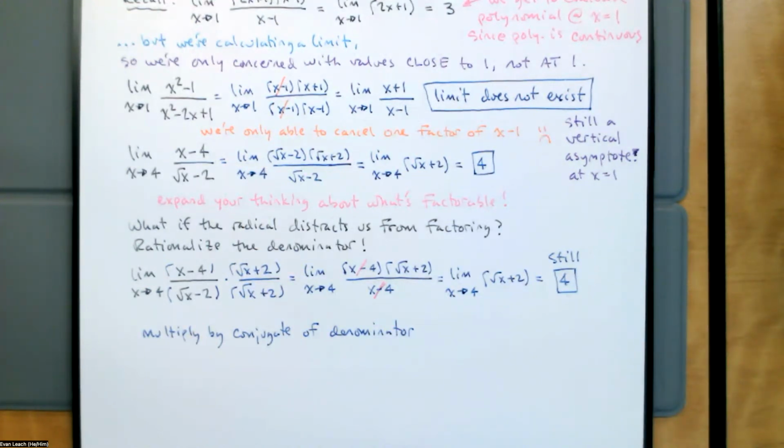Any questions? It raises a question, which is best? The best method is the one that you happen to think of. Some of you notice, some of you see the radical and say, radical in the denominator, I'm going to rationalize that denominator. And some of you are like, I have a sneaky way. I'm going to factor it. Any questions?